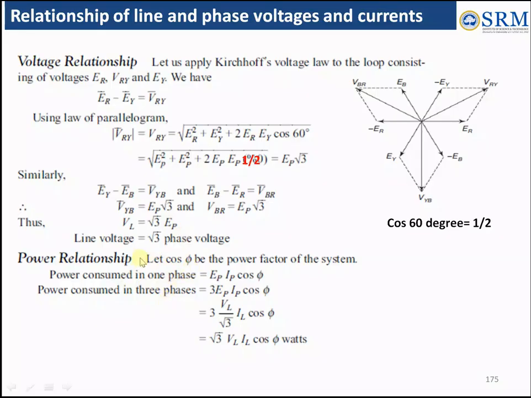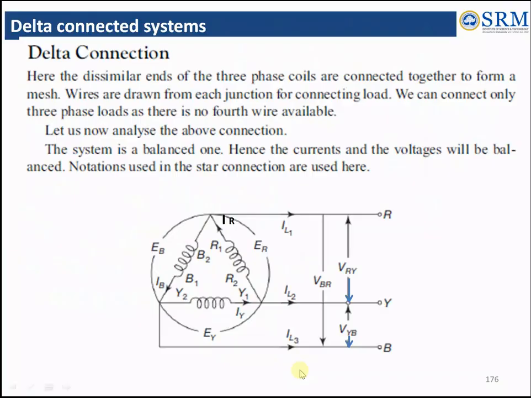Coming to the power relationship, cos phi is the power factor of the system. So power consumed in one phase is EP IP into cos phi. In three phases, it is three times that. So we substitute what EP is here. It is VL by root 3. What is IP? It is IL. So 3 can be written as root 3 into root 3. So one of the root 3 gets cancelled. So power consumed is root 3 times VL IL cos phi, which is in watts.